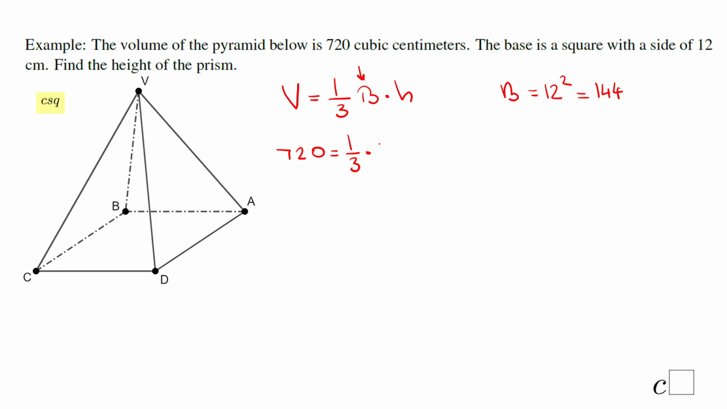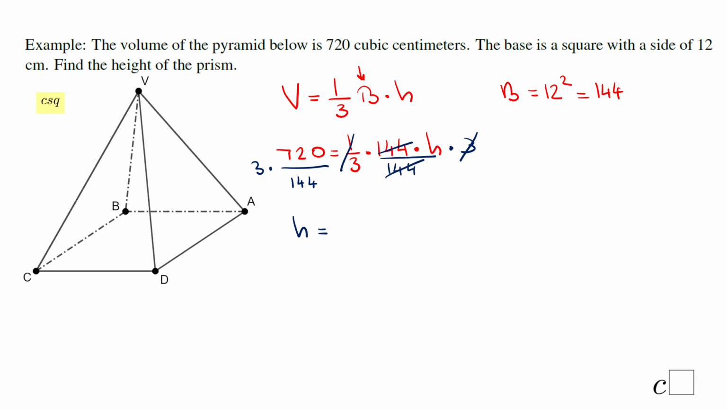So that is going to go here. And I need to find this H now. If you remember, what have we done in the previous problem? We multiply by 3 because you want to get rid of 1/3 and divide by 144 because you want to get rid of this 144. So don't forget to do the same thing on the other side. Divide by 144 and multiply by 3. So that is how much the height is.